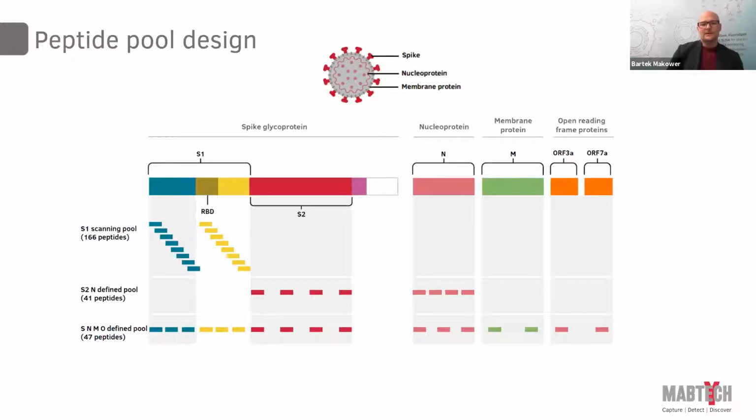If the epitopes have been defined, you can take the most dominant epitopes and mix them into a defined peptide pool, showing down here with the SNMO pool. Then we have defined dominant epitopes from S1, S2 of spike, also from N, M, and some ORF open reading frames.